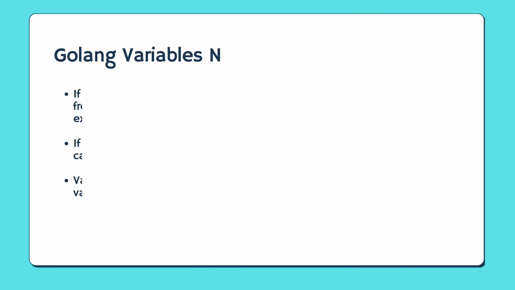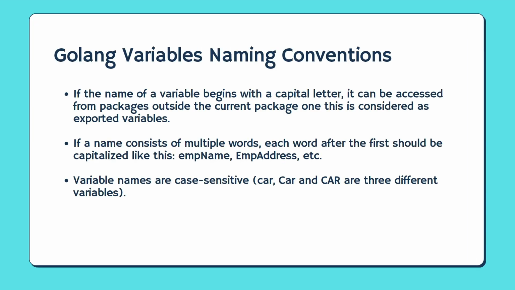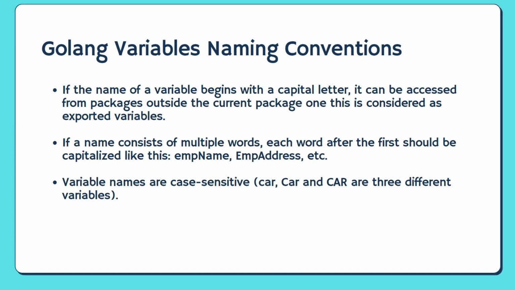Golang variables naming conventions. If the name of a variable begins with a capital letter, it can be accessed from packages outside the current package. This is considered as exported variables. If a name consists of multiple words, each word after the first should be capitalized like this: empName, empAddress, etc. Variable names are case-sensitive. Car, Car, and car are three different variables.